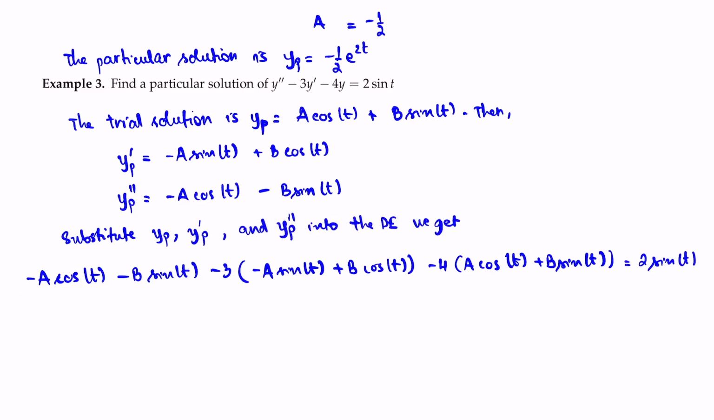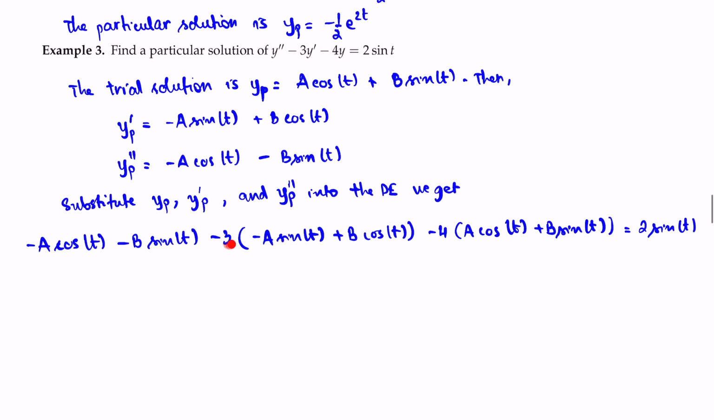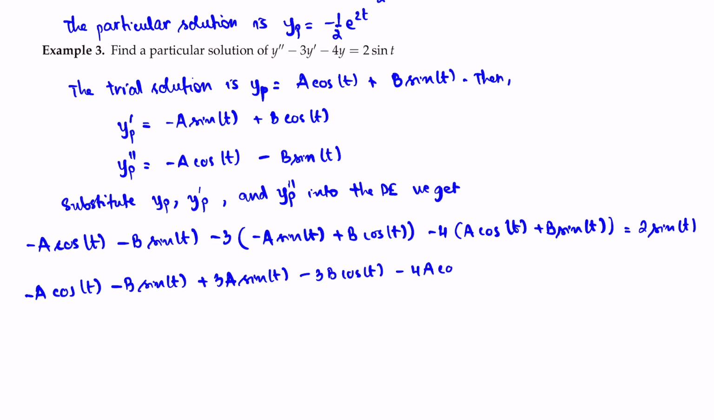Now what you do next is that on the left hand side you distribute and then combine like terms. So I'm going to distribute negative 3 and negative 4 into the parentheses. I get negative A times cosine of t minus B times sine of t plus 3A times sine of t minus 3B times cosine of t minus 4A times cosine of t minus 4B times sine of t equal to 2 times sine of t.